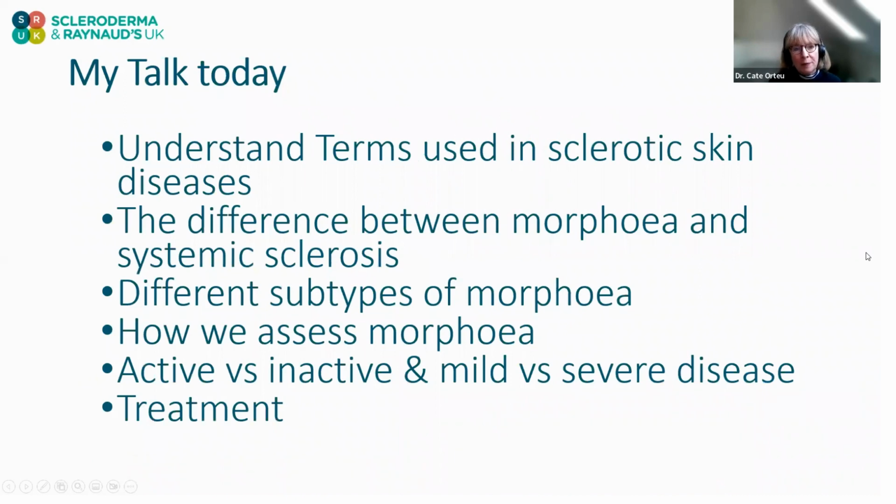So in my talk today, I hope I'm going to help you to understand what these terms actually refer to, and some of the other terms used in sclerotic skin diseases. The differences between Morphoea and systemic sclerosis and how you can identify those. The different subtypes of Morphoea and how we assess Morphoea. In particular, what's active, what's not active disease, and how we decide mild from severe disease, and then a little bit about how we treat this condition.